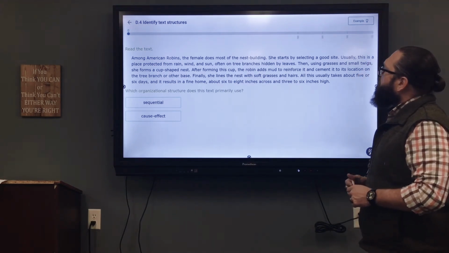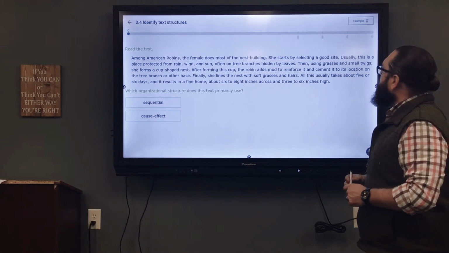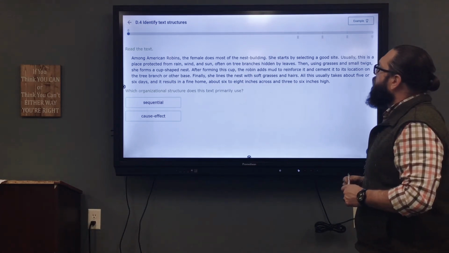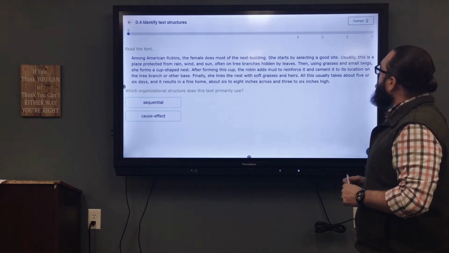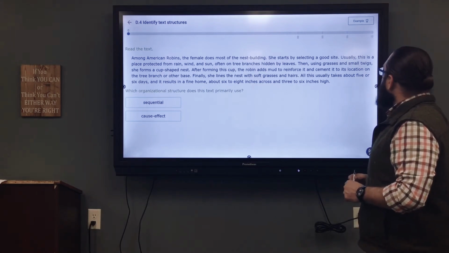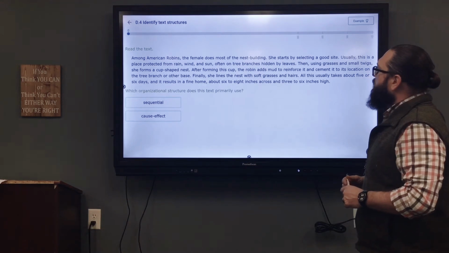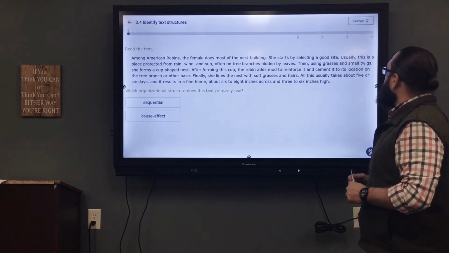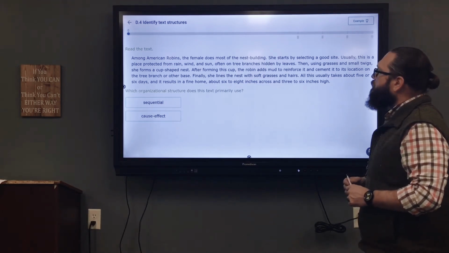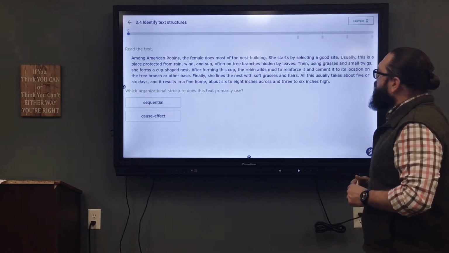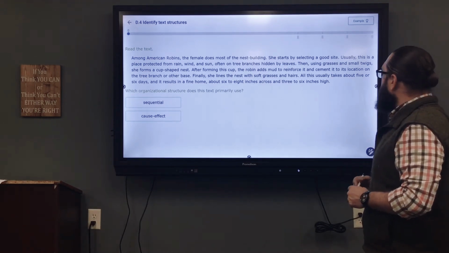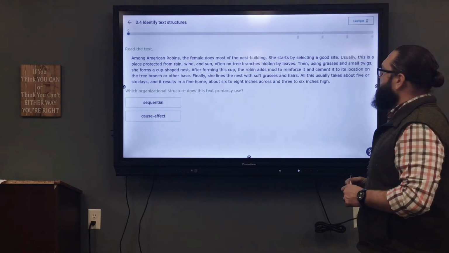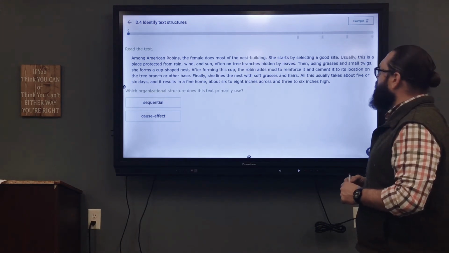Among American robins, the female does most of the nest building. She starts by selecting a good site. Usually, this is a place protected from rain, wind, and sun, often on tree branches hidden by leaves. Then, using grasses and small twigs, she forms a cup-shaped nest. After forming this cup, the robin adds mud to reinforce it and cement it to its location on the tree branch or other base. Finally, she lines the nest with soft grasses and hairs. All this usually takes about 5 or 6 days, and it results in a fine home about 6 to 8 inches across and 3 to 6 inches high.